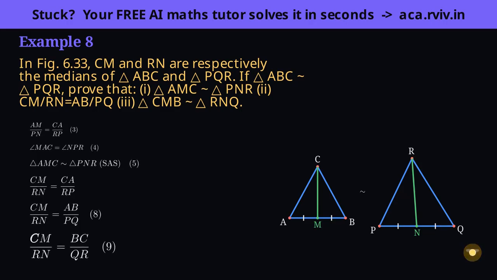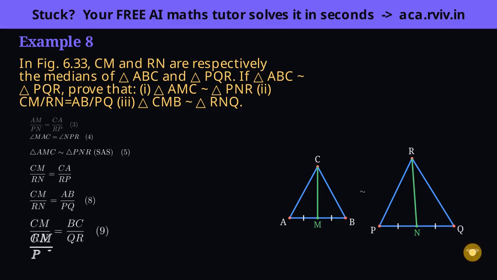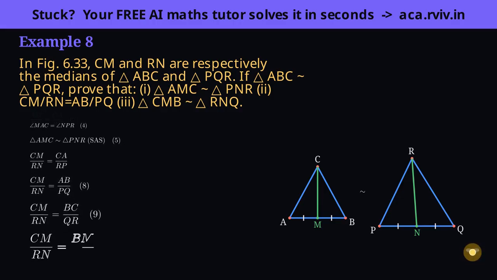For the next pair, use halving again. BM is half of BC and QN is half of QR, so BM over QN equals BC over QR, which we just saw equals CM over RN. So CM over RN also equals BM over QN. Call it equation 10.